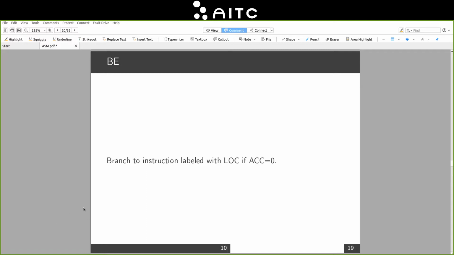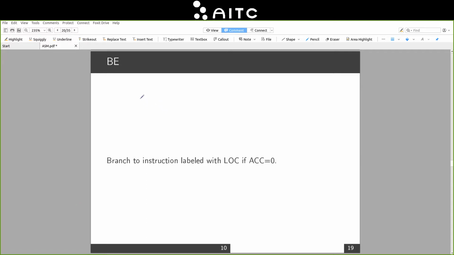Branch instruction: branch to the instruction label with LC if ACC equals 0. What's the branch? The branch means to cut a line into different lines, it means divide a line, in Java and C++.